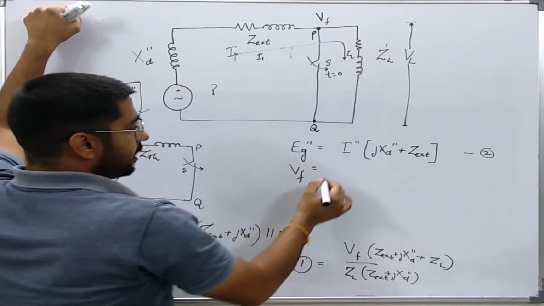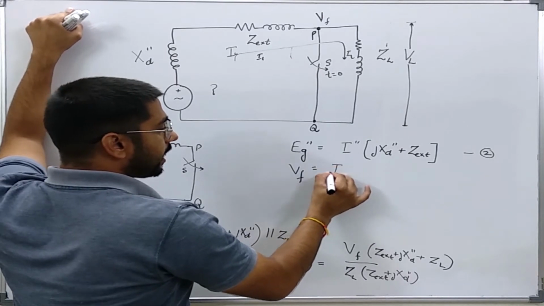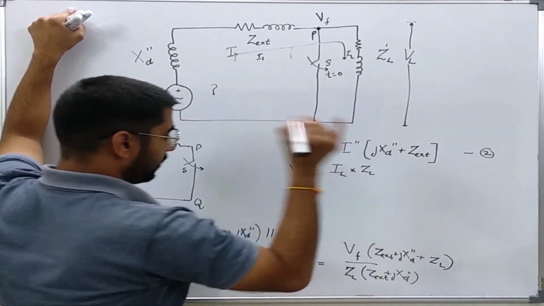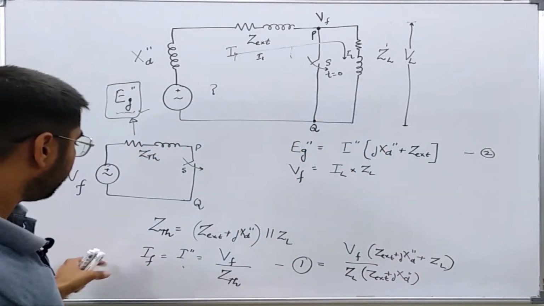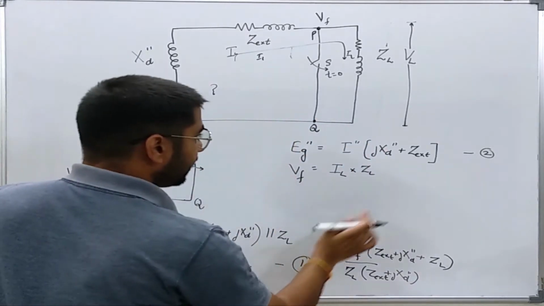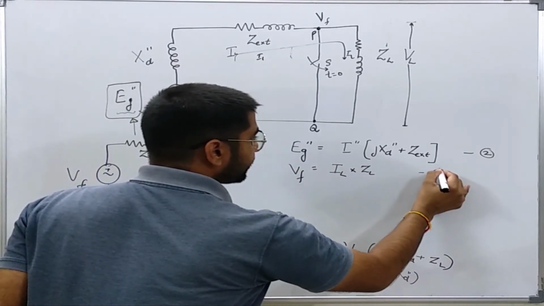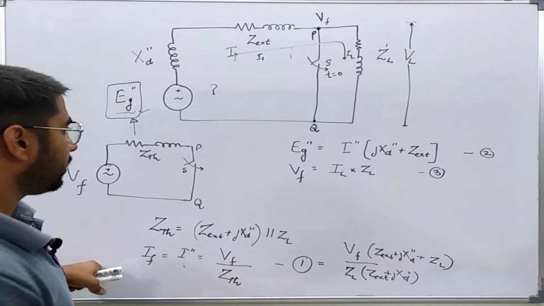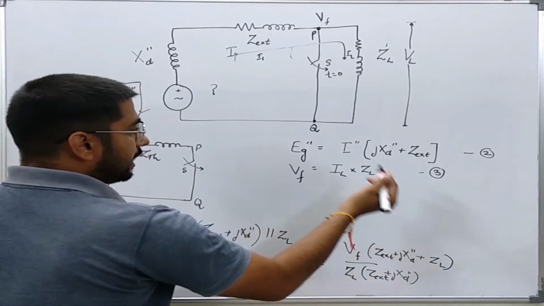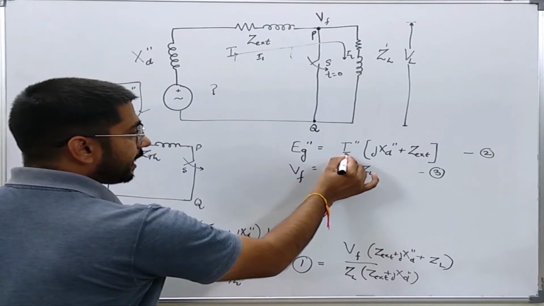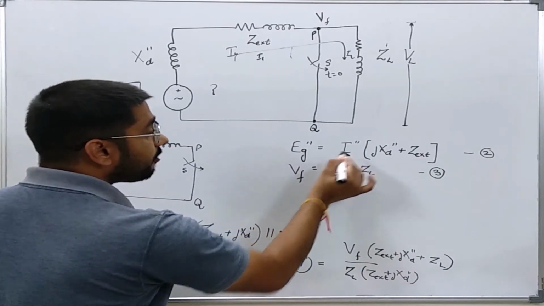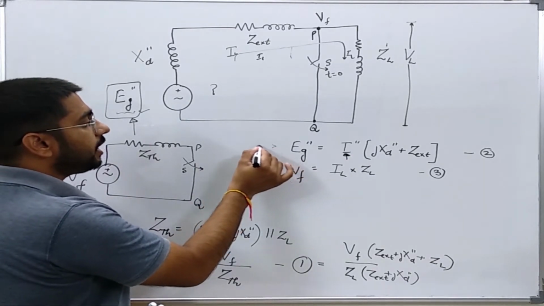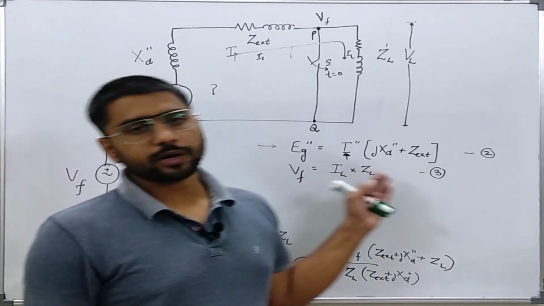So Vf is nothing but IL into ZL. Okay, so I will see that there are these three equations. Now what I will do, I will try to eliminate this I double dash. Why? Because I need to find the value of Eg double dash in terms of the load current.